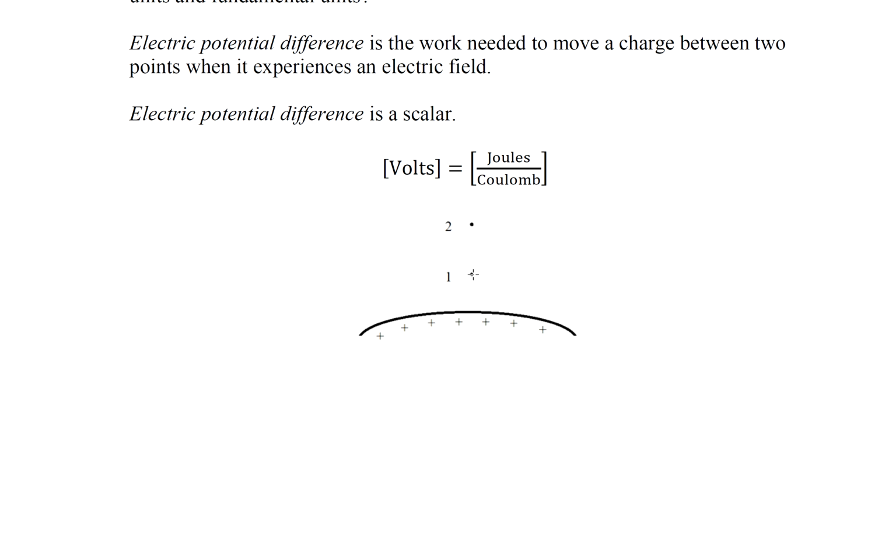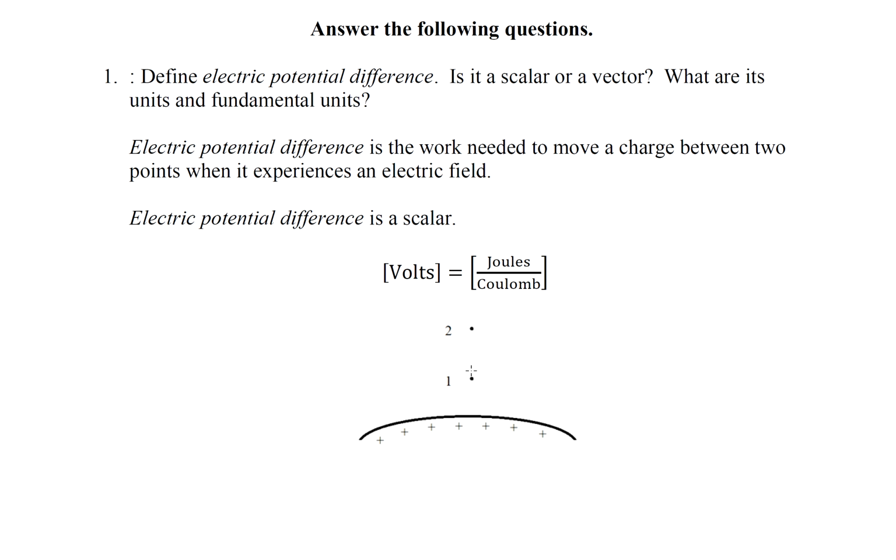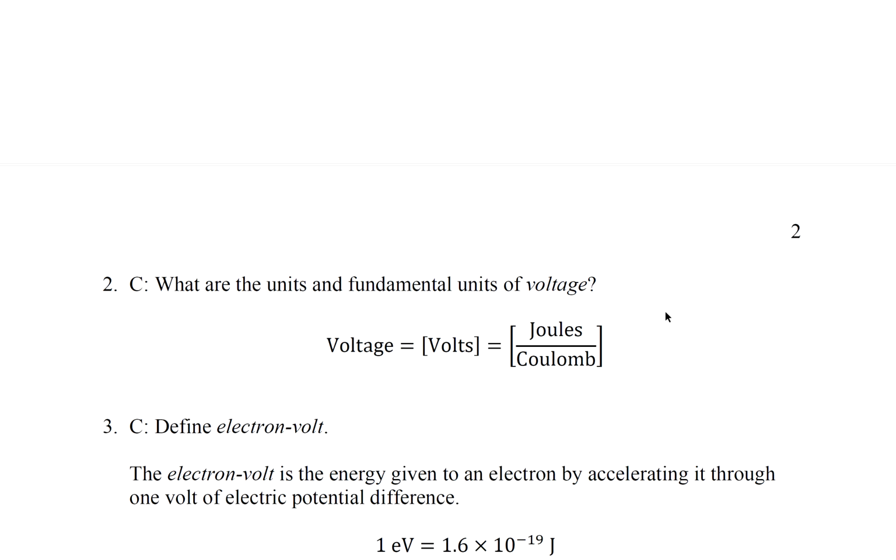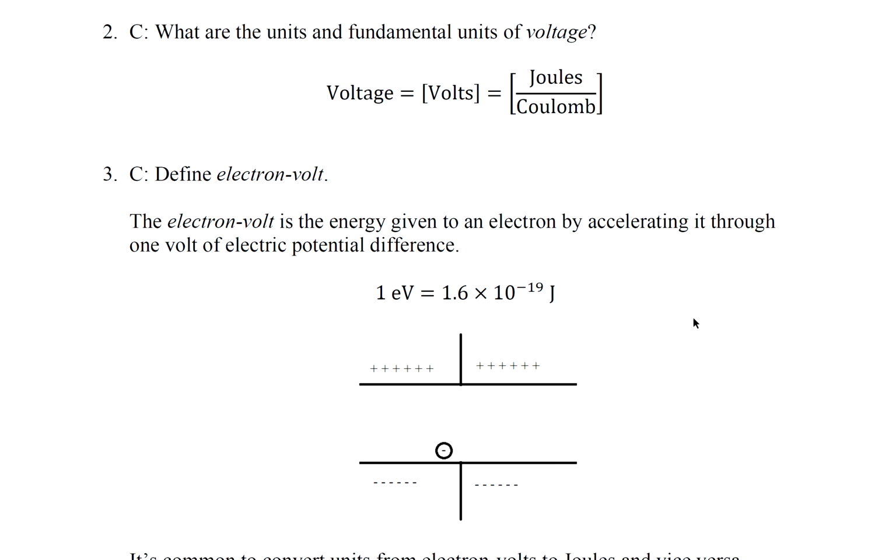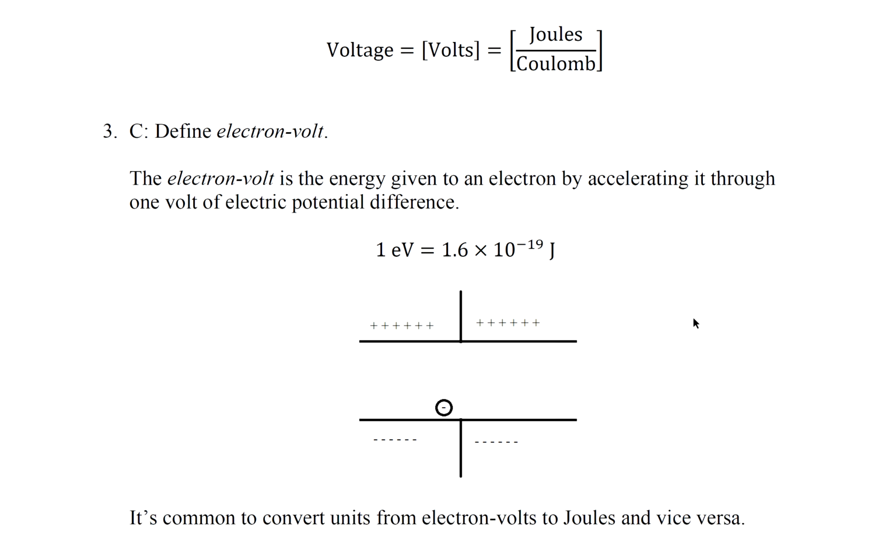So imagine the electric potential difference needed to bring a proton from point 1 to point 2, or an electron from point 2 to point 1. Question 2. What are the units and fundamental units of voltage? It's joules over coulomb. Remember, joules has units of kilograms meters squared over second squared, and coulomb has units of amperes times second.